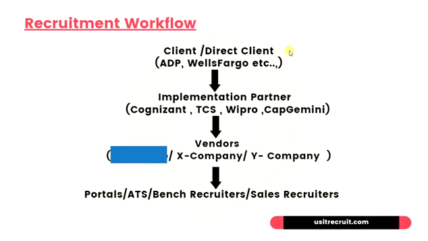So in order to fulfill their project, they need a few developers or testers or anyone who fits into their project. So what they are going to do is hand over that project to companies like Cognizant, TCS, Wipro, Capgemini, etc., called implementation partners, to hire a certain number of persons for their project.